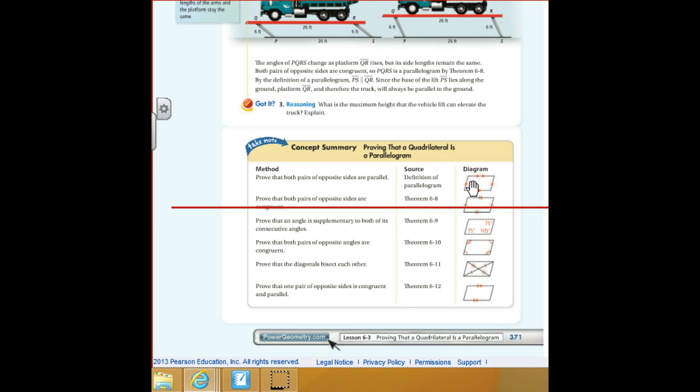The next one, if you can prove that both pairs of opposite sides are congruent, then it must be a parallelogram. Next, if you can prove that one angle is supplementary to both of its consecutive angles, then the shape must be a parallelogram. Next, if I can prove that both pairs of opposite sides are congruent, then it must be a parallelogram.